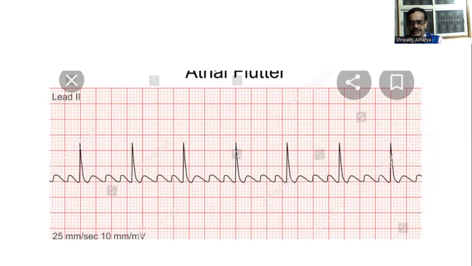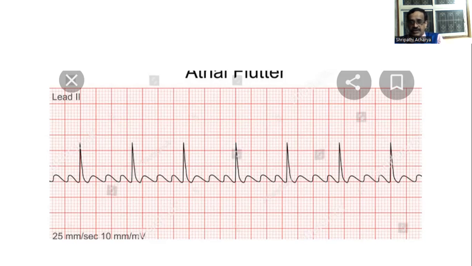The sawtooth-like waves are the characteristic finding of atrial flutter. You can see the P wave width is 5 mm. And the QRS complex is occurring late, isn't it? The atrioventricular ratio, the ratio between atrial waves and ventricular waves, is 3:1. That is a 3:1 block.